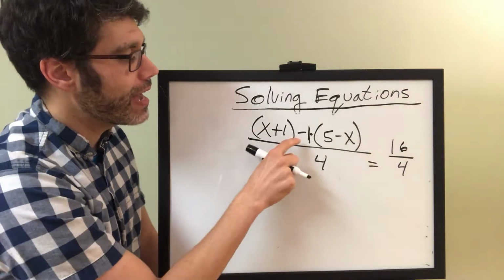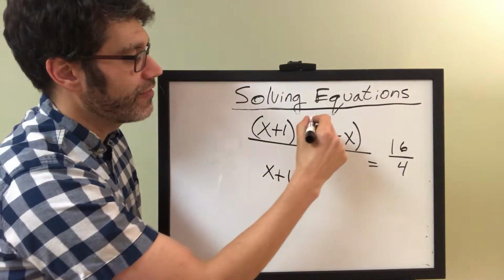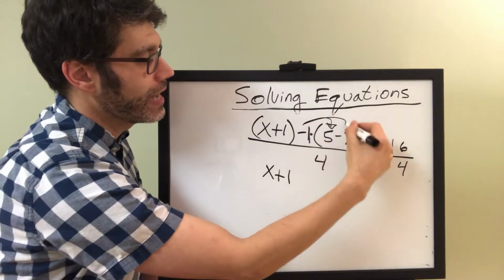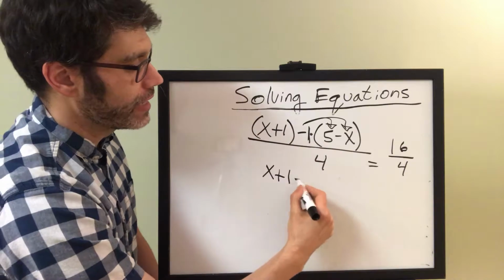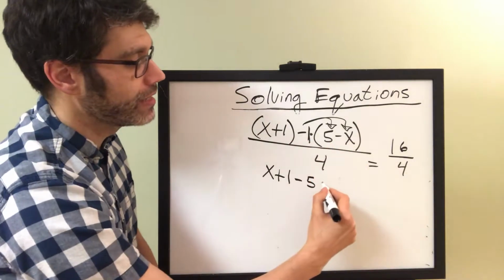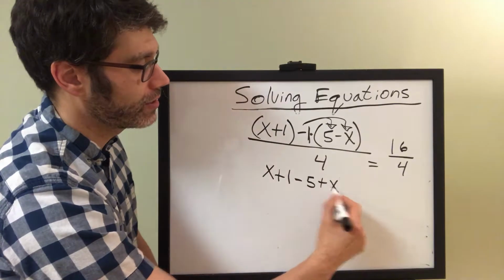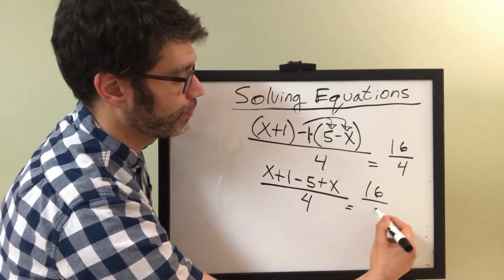Okay, so now we distribute this negative 1 to the 5 as well as to this negative x inside the parentheses. So negative 1 times 5 is negative 5. Negative 1 times negative x is positive x, all over 4 equals 16 over 4.